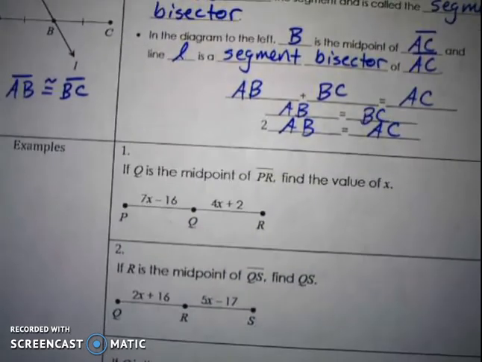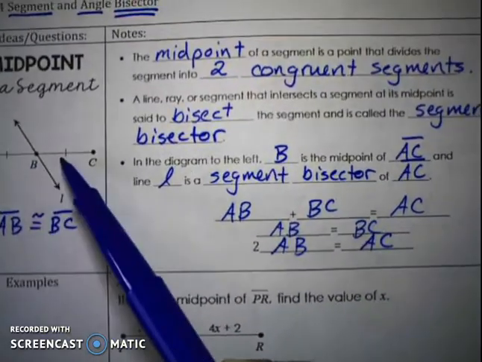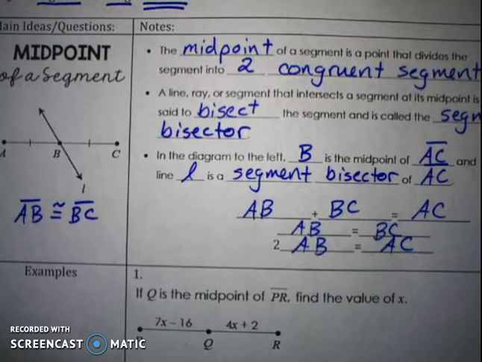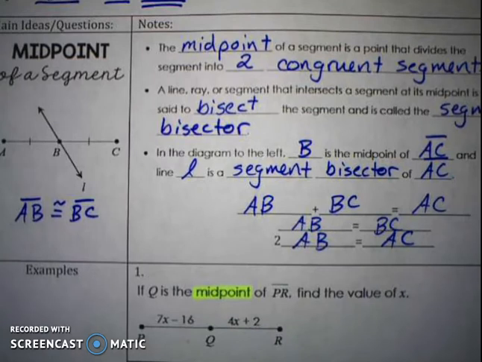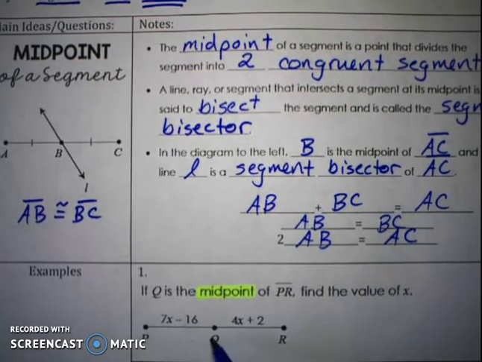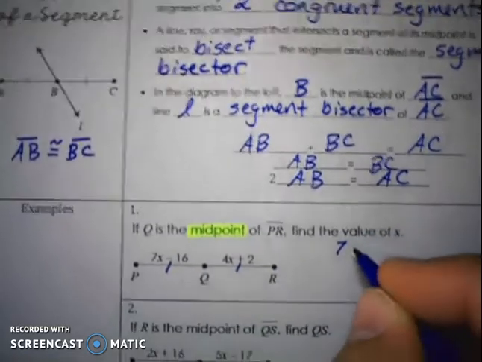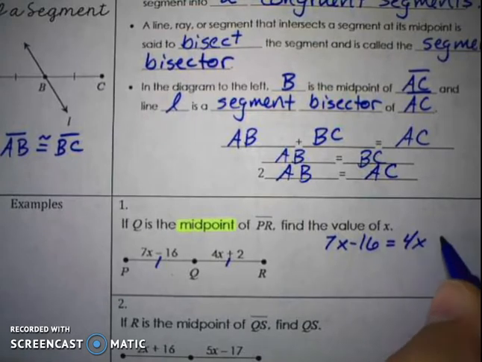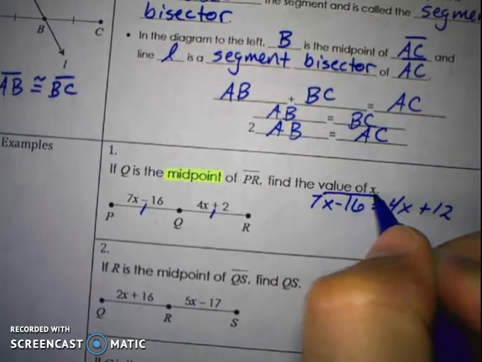So let's take a look at some of our examples. In order to use this kind of relationship, that these are equal and you can set them equal to each other, you need to be given this key word, midpoint. You need that word to be able to set up equations. Because Q is the midpoint of PR, I know these are congruent segments, and that means that I can say 7x minus 16 equals 4x plus 12. And then we can solve that equation for x to answer our question.